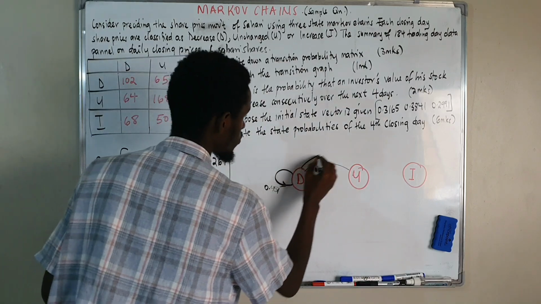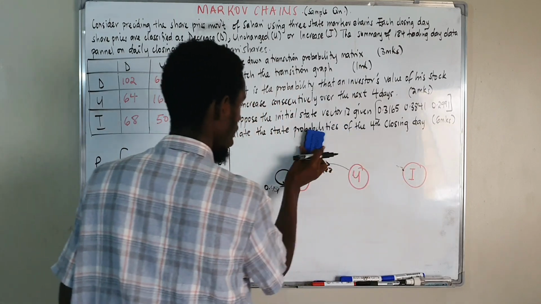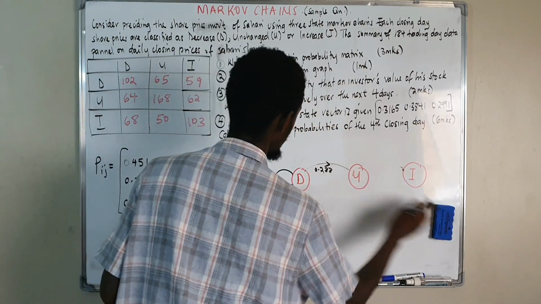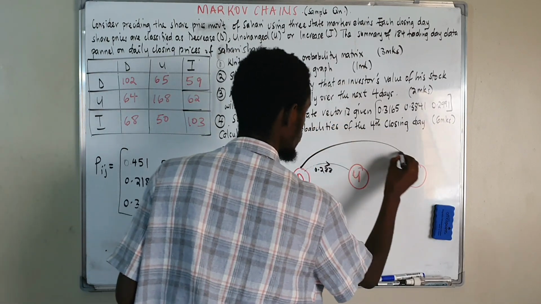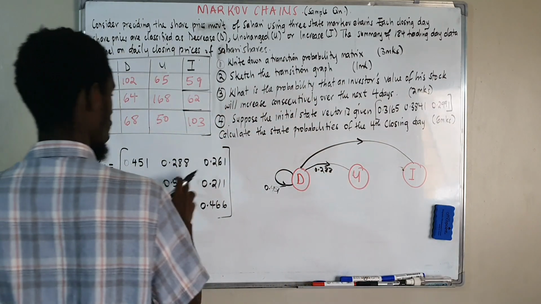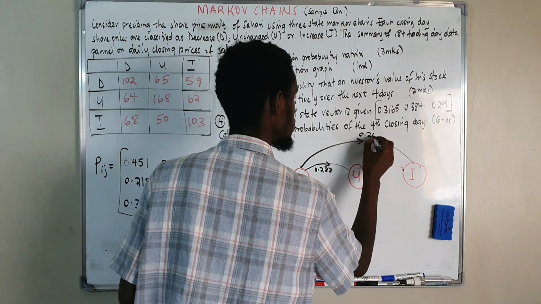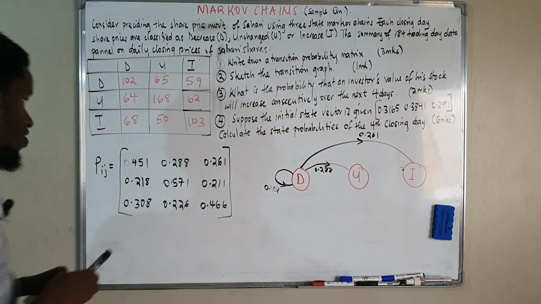Now, I'm coming from D to I. Yes, it's going to be D to I. Let me make it more visible. D to I is going to be 0.261. I think that's where they are now.